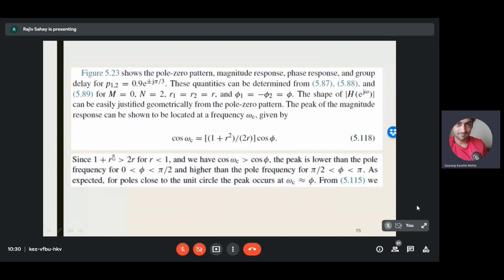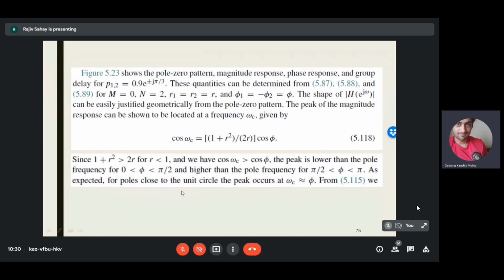Now 1 plus r square is greater than 2r always for r less than 1, and we have cos of omega c greater than cos of phi. So the peak is lower than the pole frequency for phi greater than 0 and less than pi by 2, and higher than the pole frequency for phi greater than pi by 2 and less than pi.